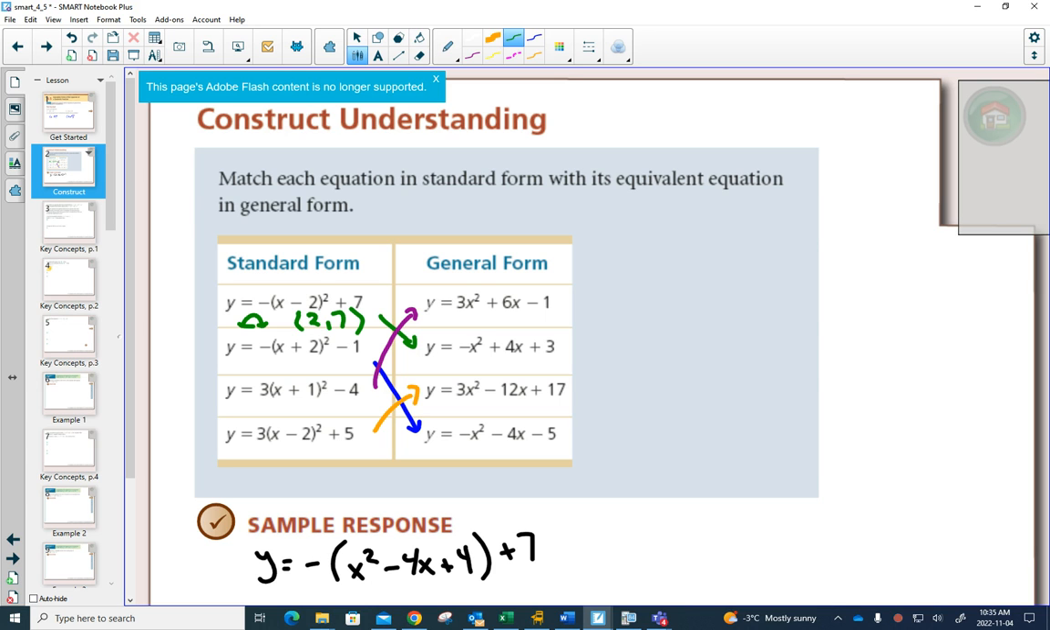The second one, I know that my vertex is at -2, -1, and I know that it opens down because of the negative, and it follows the 1, 3, 5.